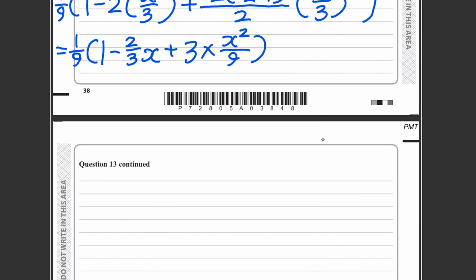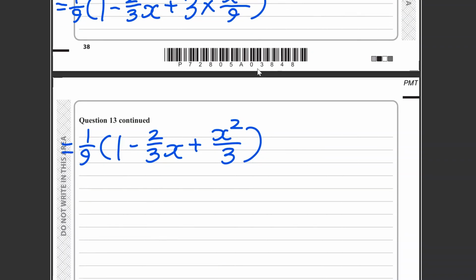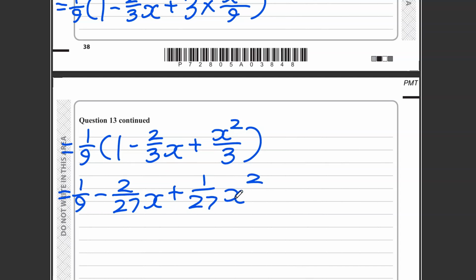We can do some more simplifying on this, so this is going to be equal to 1 over 9, and then this 1 minus 2 over 3x, and then plus 3 times this x squared over 9, which is going to be x squared over 3. Then if we expand this bracket, so we expand everything by this 1 over 9, it's going to be 1 over 9, and then minus 2 over 27 x, and then plus, and then this denominator of 9 times 3 is going to be 27. So it's going to be 1 over 27 of this x squared, and then this is the final answer.